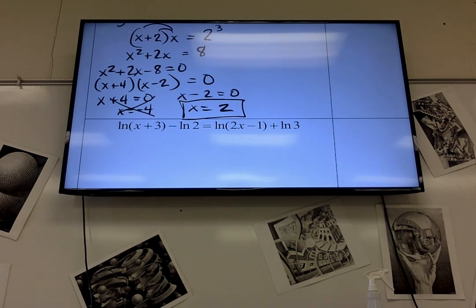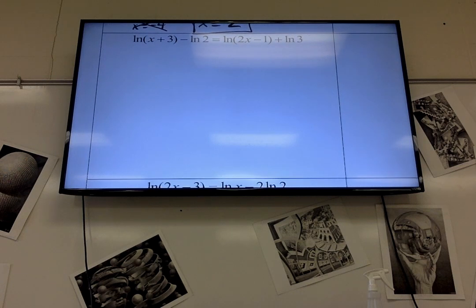Okay, so good job. First one, since it's subtraction, you divide. So that's the natural log of x plus 3 over 2 equals the natural log of 2x minus 1 times 3, because those two are added. You're taking natural logs of two things, so what you're taking the natural logs of have to be equal. I'm going to go ahead and distribute the 3.